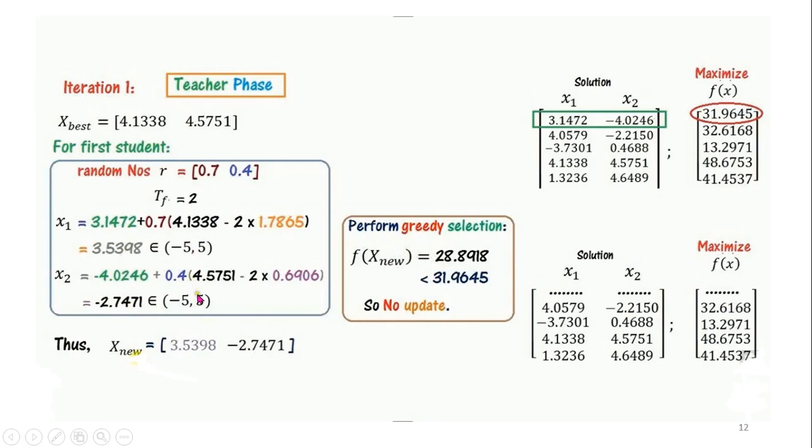Now this is our x new. Now we go for the greedy selection. So f of x new is equal to 28.8918. We see this value is less than the function value, so there will be no update, because this value is less than 31.9648. So this value is kept as previous. So there will be no update.